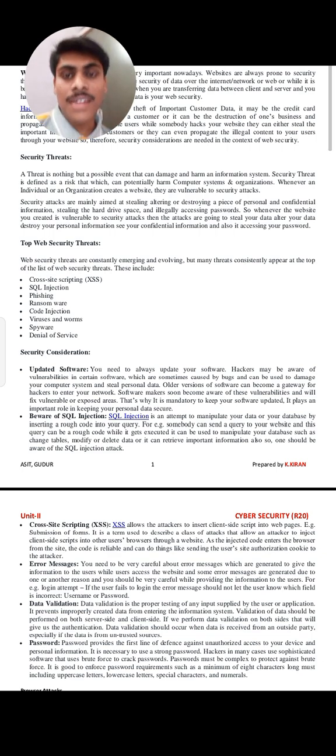Next, data validation. Data validation means that whatever data is valid, only that data we have to protect. That is called data validation. Nowadays data validation is very important. We have to select the correct data from the entire data; this is called data validation.